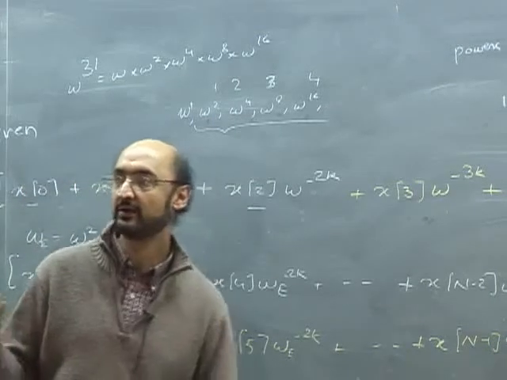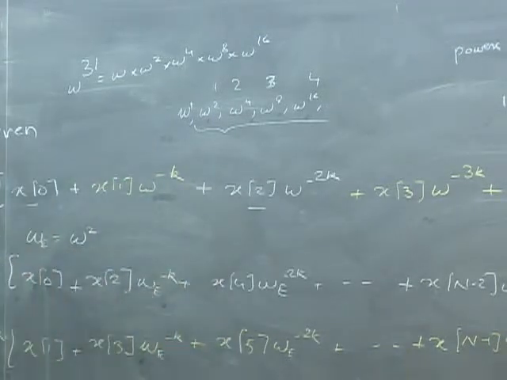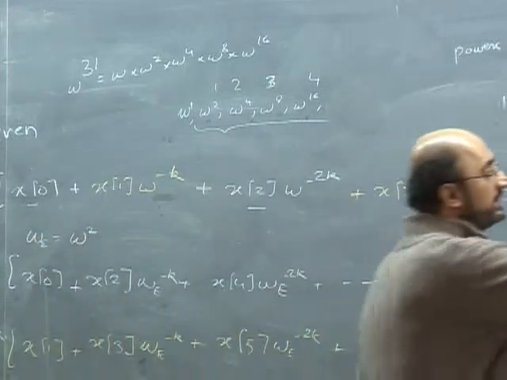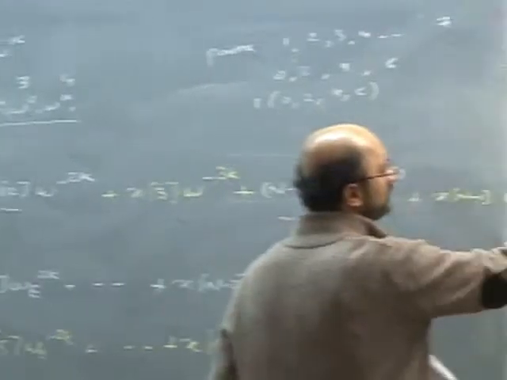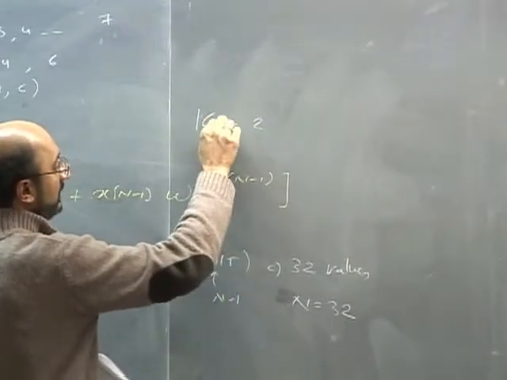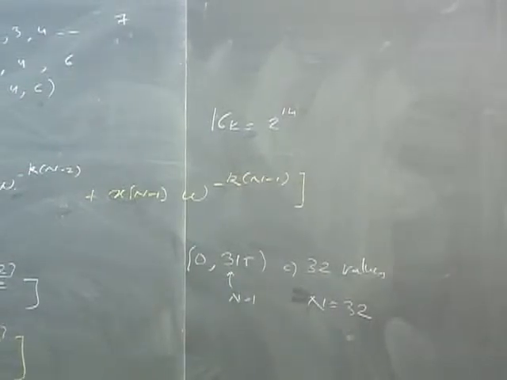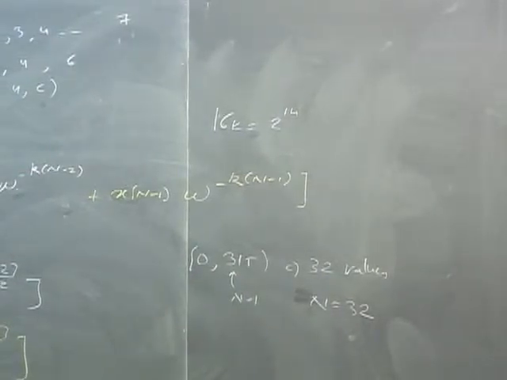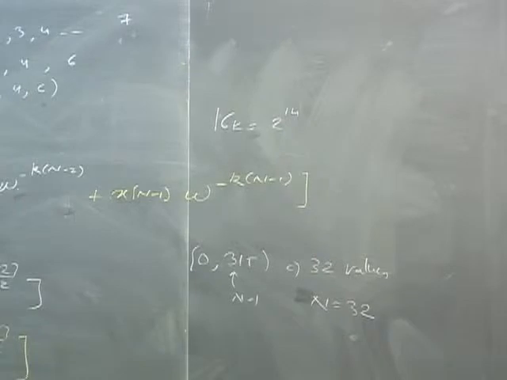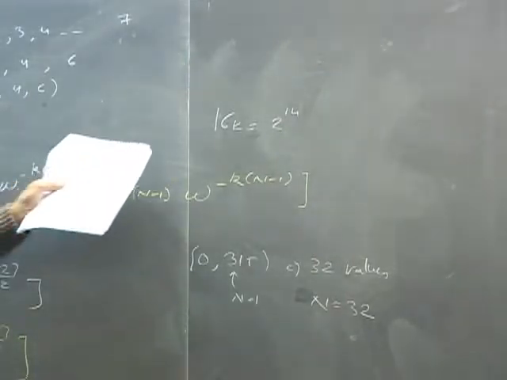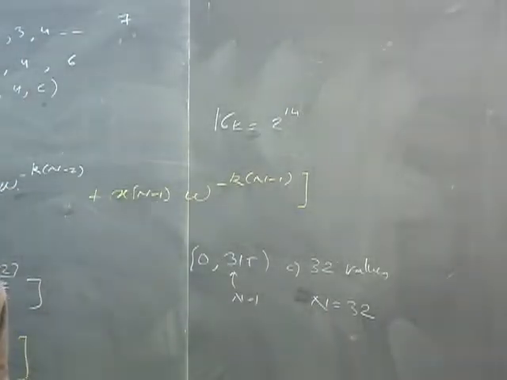16,000 is 2 to the power 14. 16k is 2 to the 14, and so we only need to compute 14 powers of omega, or 13, or 15, I don't know. 14 plus or minus 1, as opposed to 16,000 values. That's a big deal, right? So that's why it's fast.